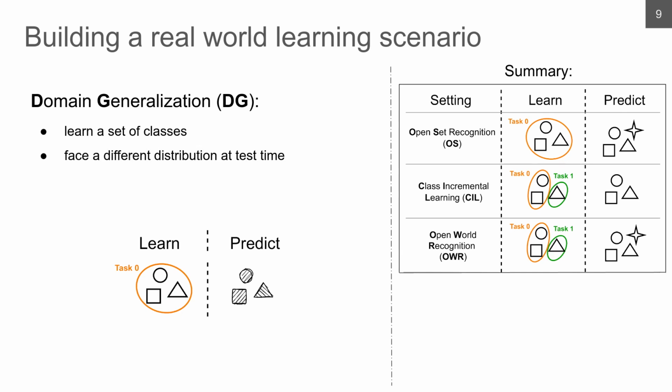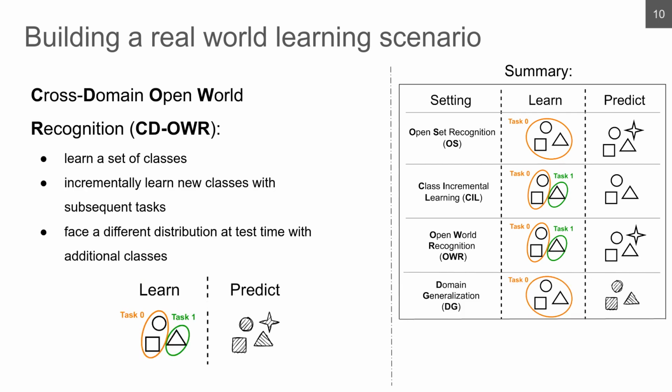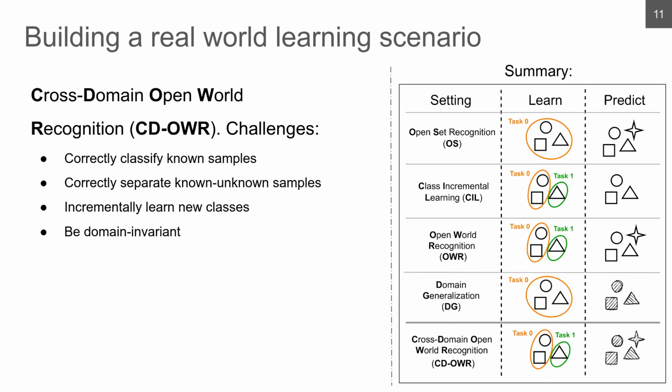But what happens if test samples come from a different visual domain than the training ones? Of course, we should still be able to recognize them. This is what happens with our home assistant robot, which is instructed by its owner with handheld objects, but later we have to recognize these objects when they are positioned in a natural home environment. So we call this problem domain generalization. We now have all the components of the cross-domain open world recognition task, the one on which we focus in our work. This task has a number of challenges.